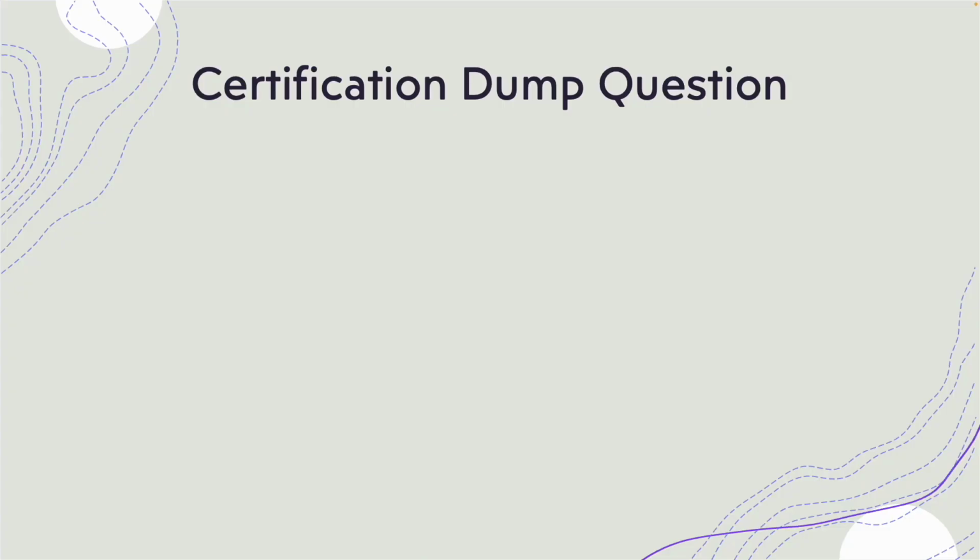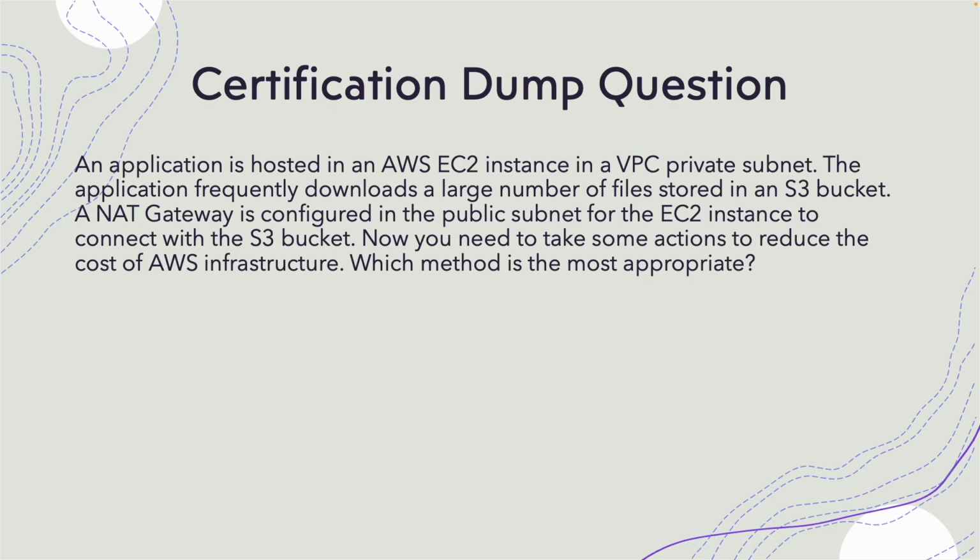Supposedly, there is an application that is hosted in an AWS EC2 instance in a VPC private subnet. The application frequently downloads a large number of files stored in an S3 bucket. A NAT gateway is configured in the public subnet for the EC2 instance to connect with the S3 bucket. Now you need to take some actions to reduce the cost of AWS infrastructure. Which method is the most appropriate according to your thoughts?